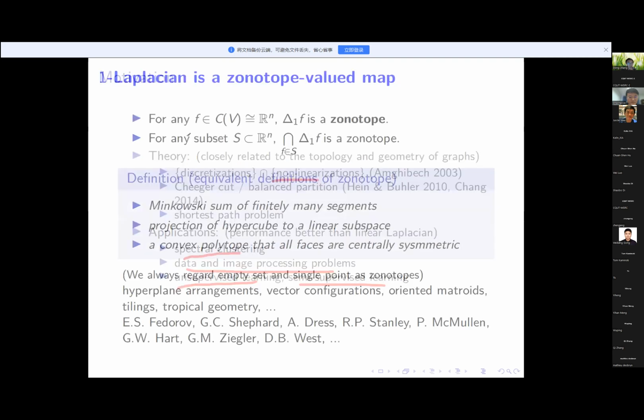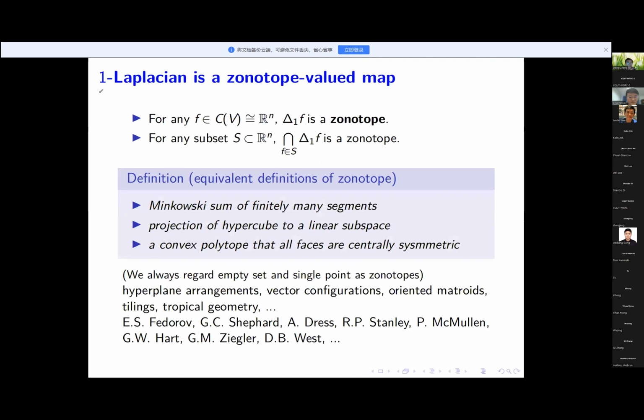Let's go back to the 1-Laplacian. It is very interesting that the 1-Laplacian is not only a set-valued map, but also a zonotope-valued map. So what do I mean by a zonotope-valued map? That is, for any function f, the 1-Laplacian acting on f is actually a zonotope. So what is a zonotope?